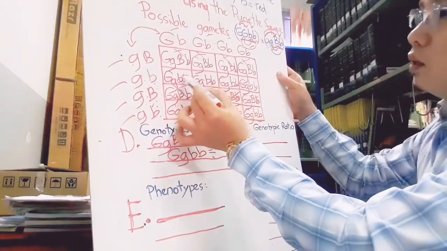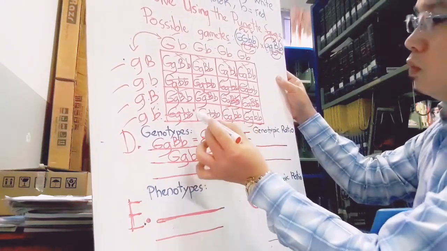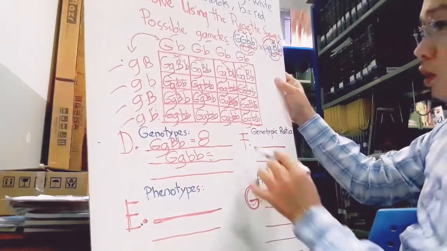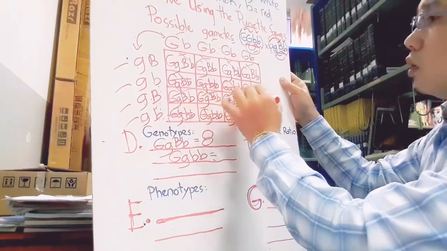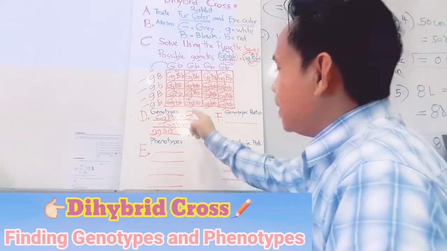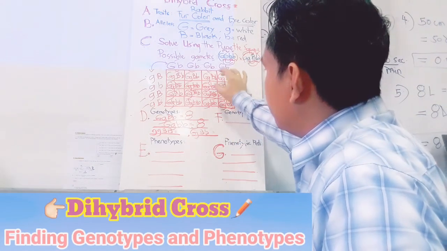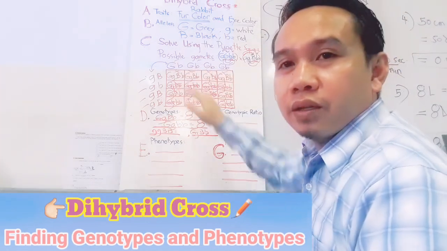So how many? The same, the same, the same. So therefore there are 8. Okay, so what we have noticed, there are 8. This time we need to find out the genotypes, right? So we are done solving and filling out those 16 blanks on the Punnett square.